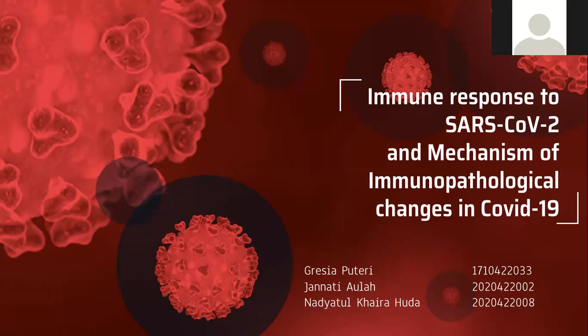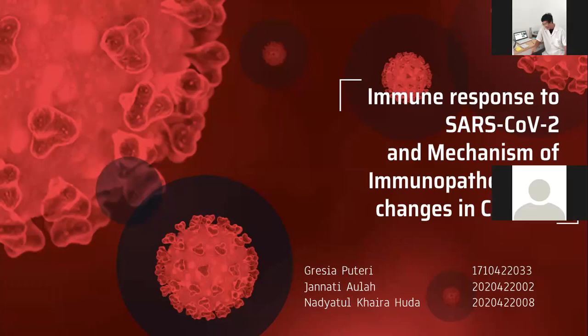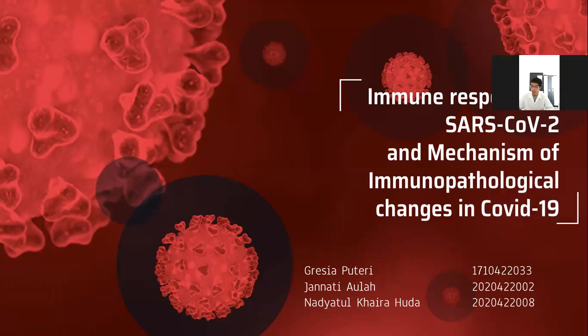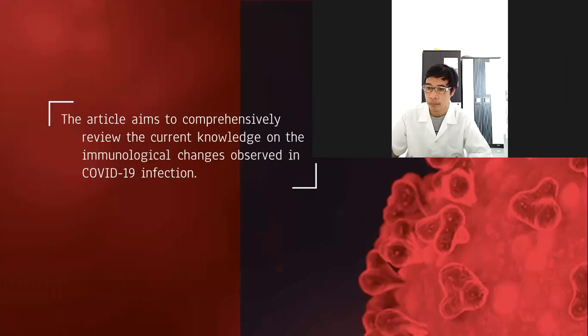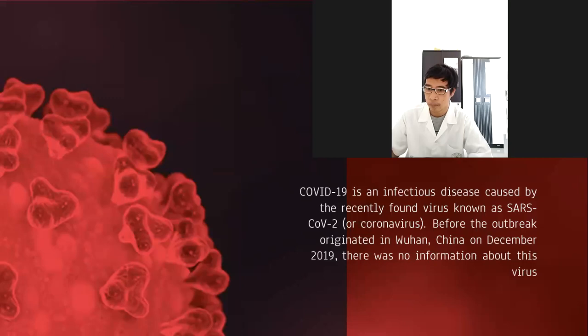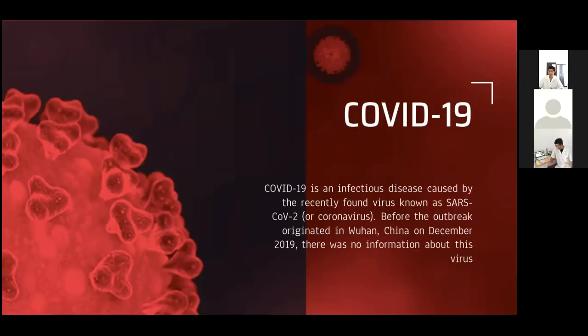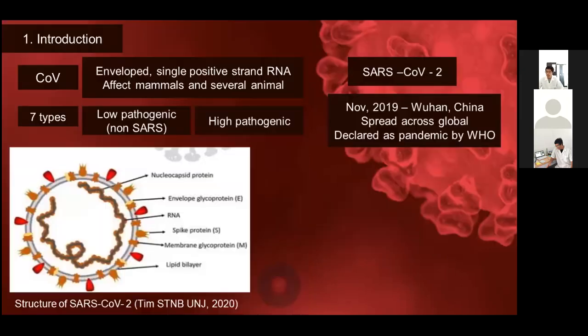We are group three. Gracia, Janati, and Nadiatul Khaira Huda will present today's topic, immune response to SARS-CoV-2 and mechanism of immunopathological change in COVID-19. The article aims to comprehensively review the current knowledge on the immunological change observed in COVID-19 infection. As we know, COVID-19 is an infectious disease caused by the recently found virus known as SARS-CoV-2. Before the outbreak originated in Wuhan, there was no information about this virus previously.